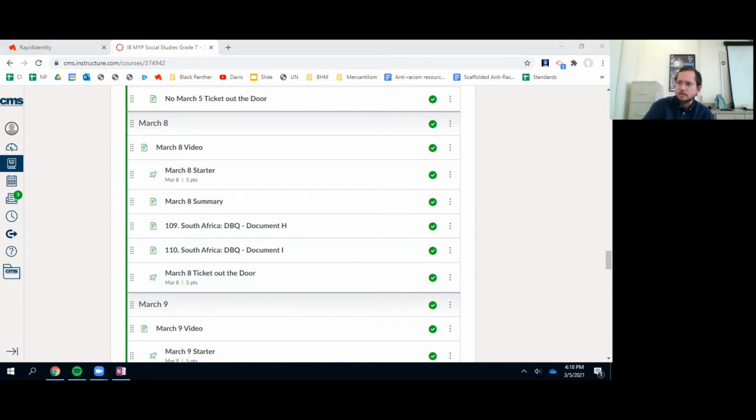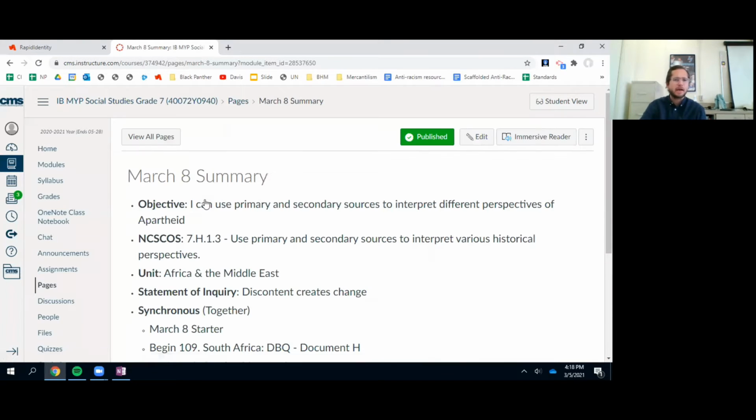Now let's take a look at the summary page for today. Look at the summary page, March 8th. You continue to use primary and secondary sources to interpret different perspectives of apartheid. The North Carolina State Course of Study is very similar. Use primary and secondary sources to interpret various historical perspectives. The unit is Africa and the Middle East, and the statement of inquiry is discontent creates change.